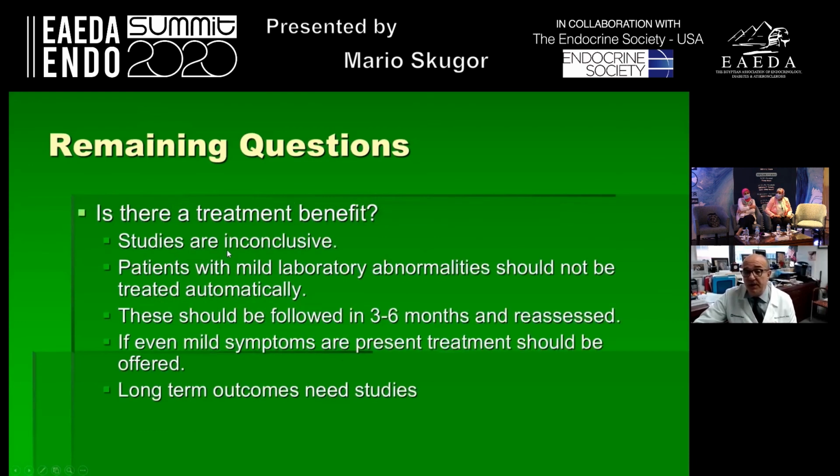Is there treatment benefit? Well, studies are kind of inconclusive, especially for the hypothyroid disorder. Patients with a mild laboratory abnormality should not be treated automatically. You have to give it thinking, and give it time. This should be followed in 3 to 6 months and reassessed. If even mild symptoms are present, the treatment should be offered. And long-term outcomes really do need studies. We don't have really good data on long-term outcomes.